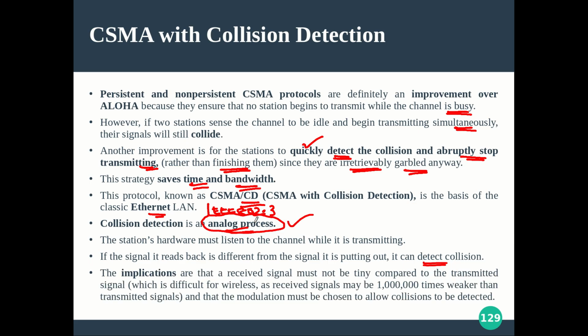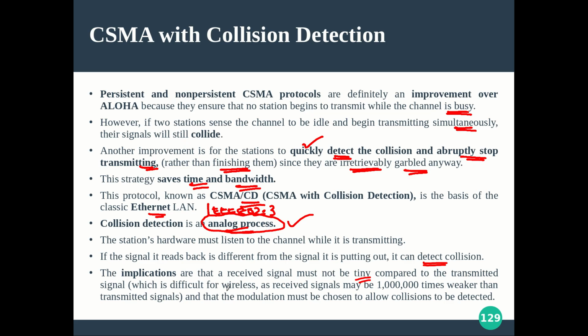So the implication is that the received signal must not be tiny compared to the transmitted signal. That is one problem we face with collision detection. To make collision detection happen, the collided signal, when it is received back, should have some minimum voltage level, because if it is too tiny, too much attenuated, then detection is actually impossible.